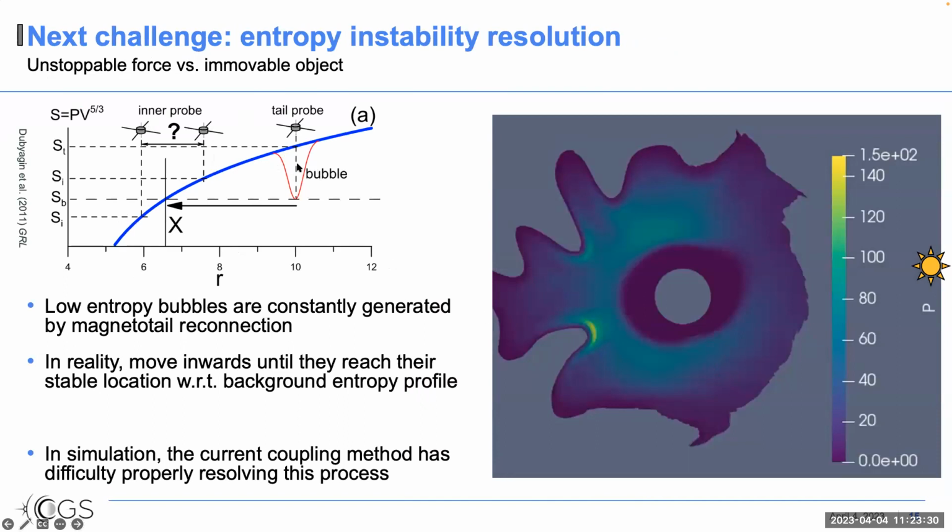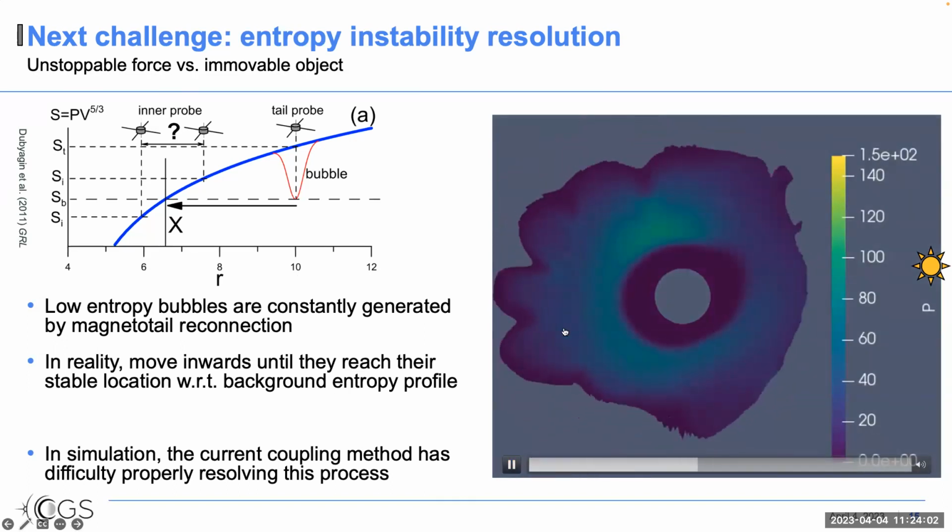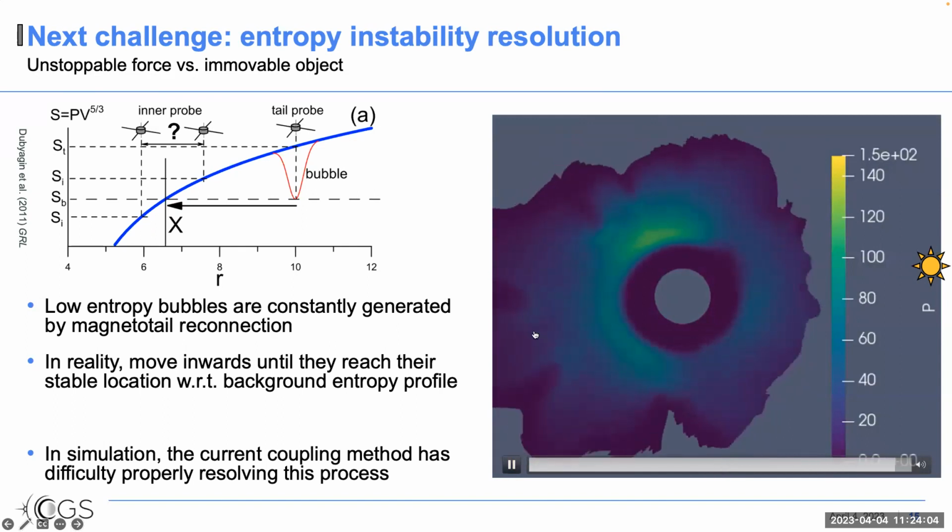And in reality, these bubbles are, of course, unstable to the background, and they will move inward, sort of switching places with the higher entropy flux tubes below them, which is referred to as interchange. And they'll move in until they reach their stable location with respect to the background entropy profile. In the simulation, though, to put it briefly, the current coupling process has difficulty properly resolving this. I don't have a fully concise explanation for it yet, but if we just watch the video real quick, we'll see that there are these sort of fingers poking in.